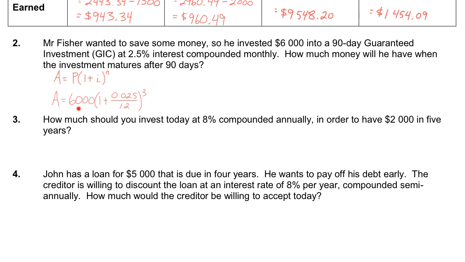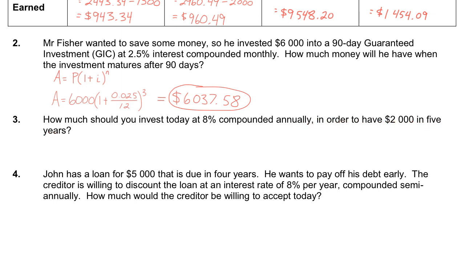So we're plugging in our numbers. 6,000 is the principal, 0.025 is the annual interest rate. We're dividing by 12 because it's compounded monthly, and n is the number of compounding periods. Well, it's 3 months, so it's 3 compounding periods. Plug your numbers into your calculator, and you should get $6,037.58.